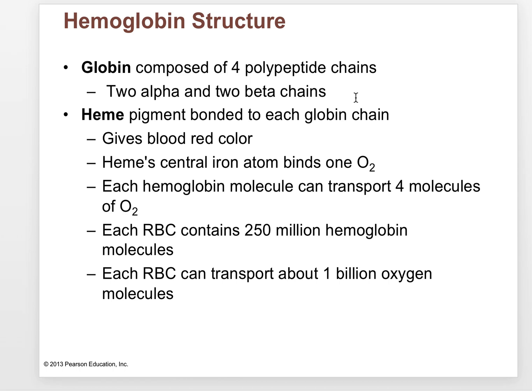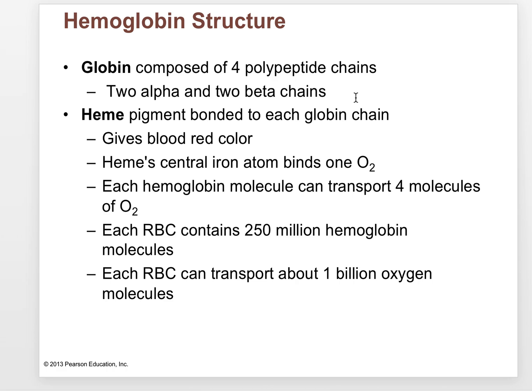So the globin is 2 polypeptide chains. Polypeptides basically just means protein. 2 protein chains. There's 2 alpha chains, 2 beta chains. The heme pigment is bonded to each of the globin chains. It's what gives the blood its red color.